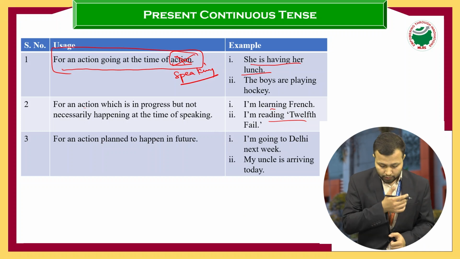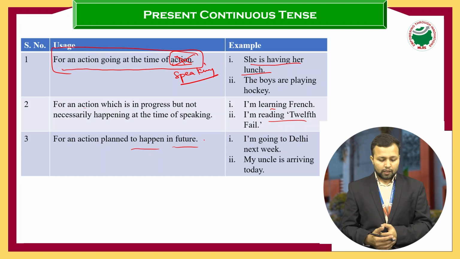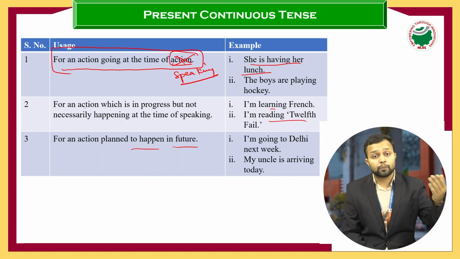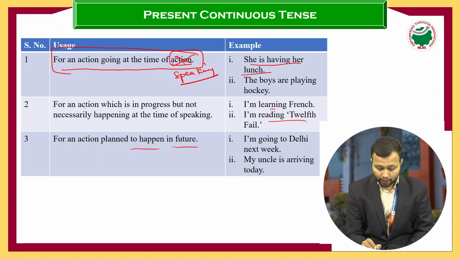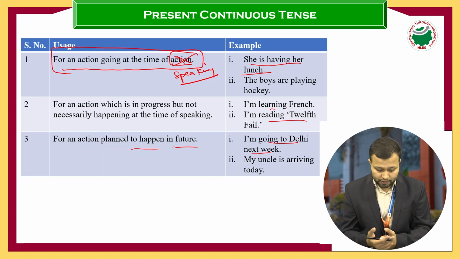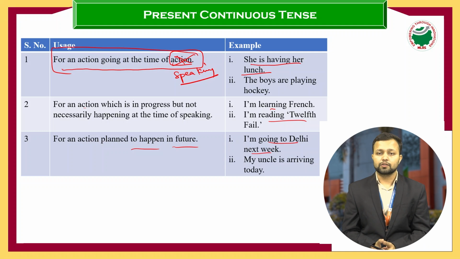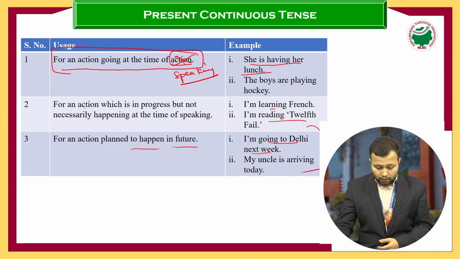in the background. Number 3 is for an action planned to happen in the future. That means again a planned future. For example, I'm going to Delhi next week. So to express our future, we use present continuous tense. I'm going to Delhi, my uncle is arriving today. Both things will happen in the future.